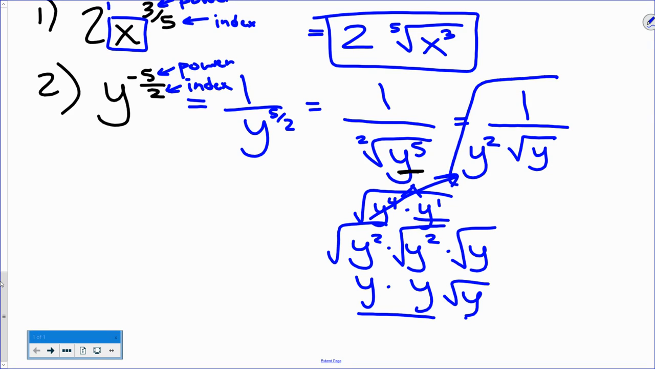So this is how they're going to want you to type that answer in for Math Excel. So simplify all your radicals. You can leave the radical in the bottom. We cannot leave any negative exponents.